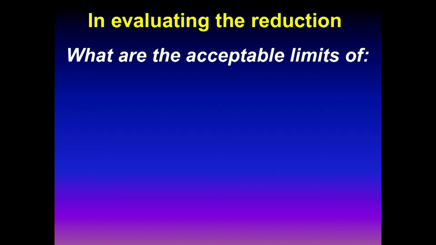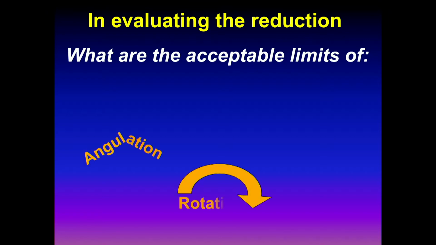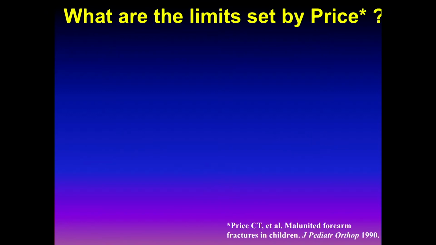So when we evaluate our reduction, what are the acceptable limits of angulation and rotation and shortening? Okay, Dr. Price years ago in the Journal of Pediatric Orthopedics reviewed a lot of fractures, and he had some that did not have perfect reductions, and what he did was he determined which ones give you sufficient remodeling that you'll get sufficient functional results.